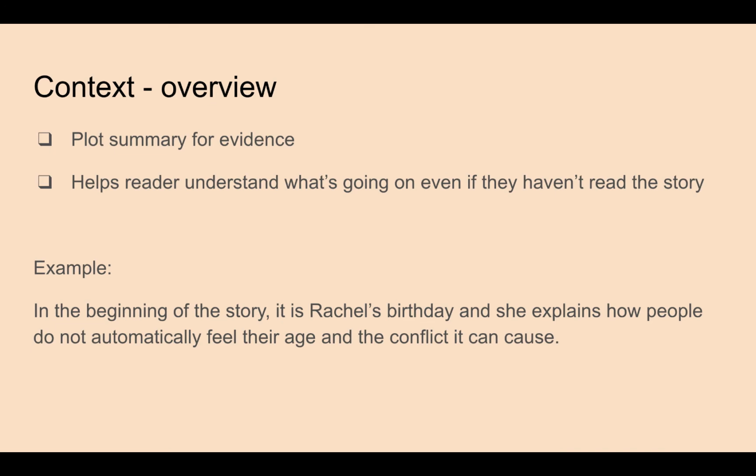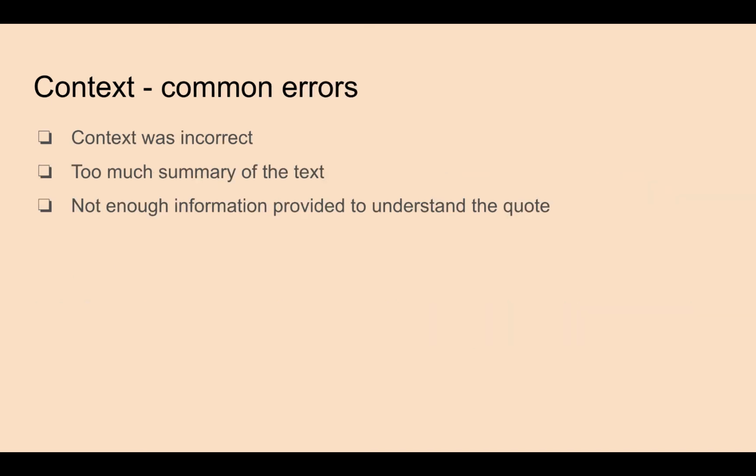Remember, your context is a summary of the plot, so your readers can understand your evidence and understand what you're saying in your paragraph, even if they haven't read the story you're talking about. The most common errors we saw in regards to context were, first of all, sometimes context was just incorrect. So a student would say that a quote was from the beginning of the story when really it was at the end. So that's an example of context just being wrong.